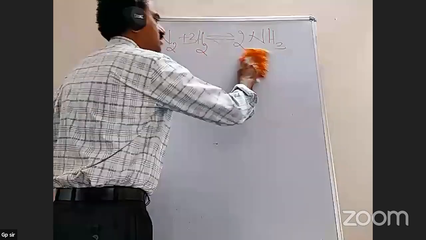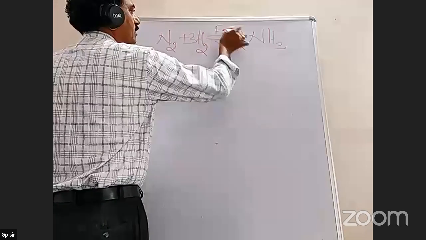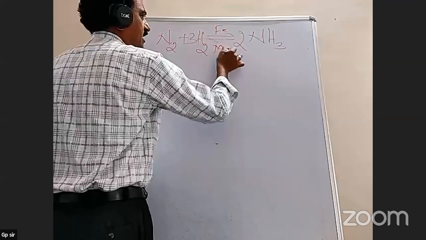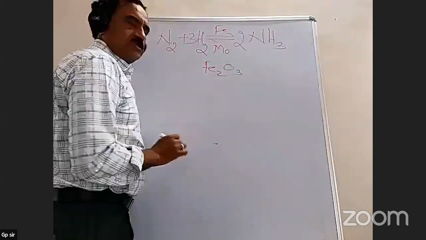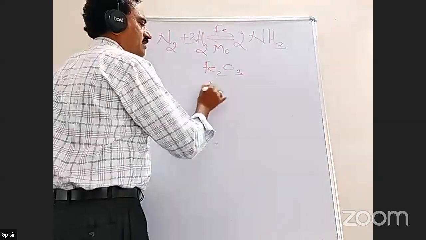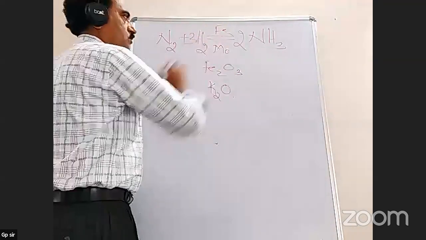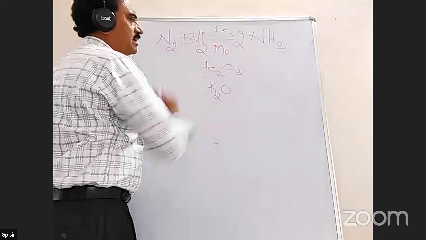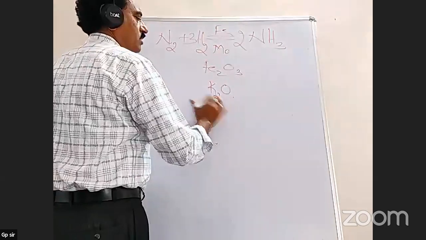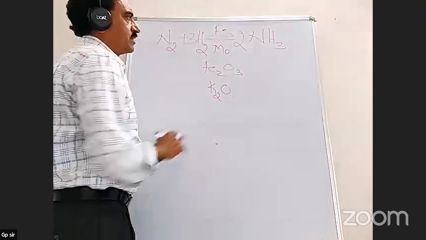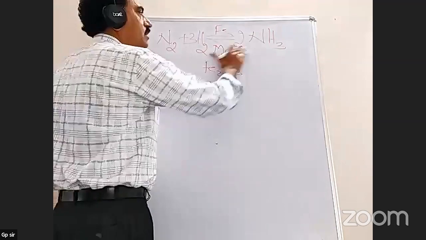And this requires a catalyst also. So iron and molybdenum were used as catalysts earlier, and nowadays iron oxide is used as catalyst, and potassium oxide is used as promoter. Nowadays these are replaced by iron oxide and K2O. Iron oxide acts as catalyst and potassium oxide as promoter. Under a very high pressure and a moderate temperature, this reaction occurs.